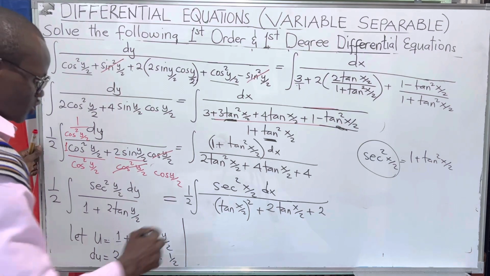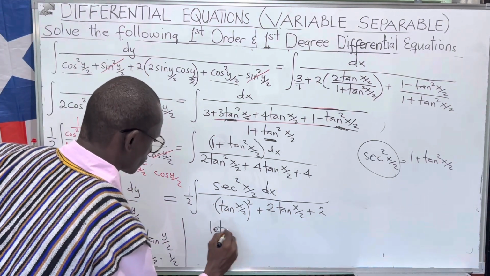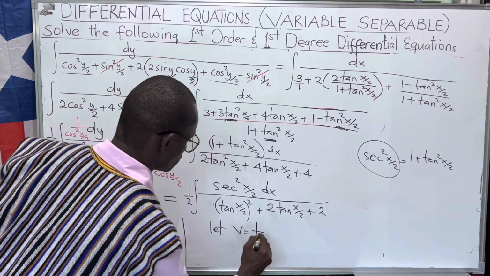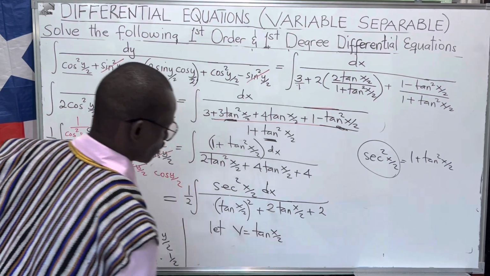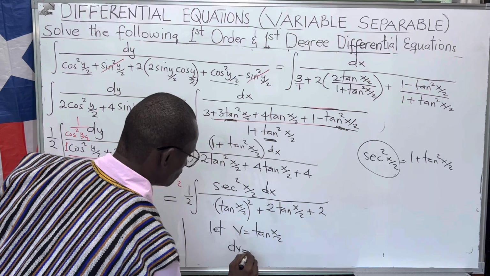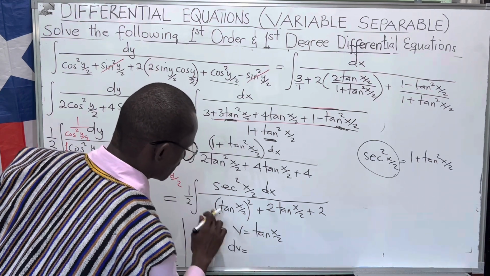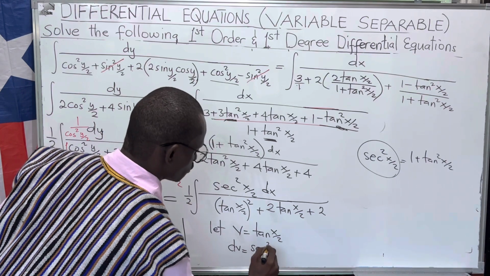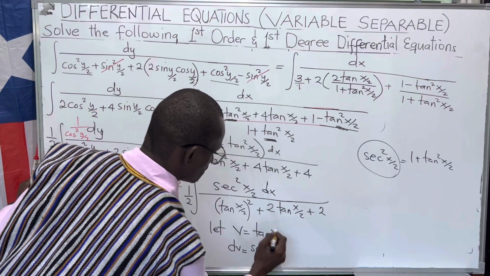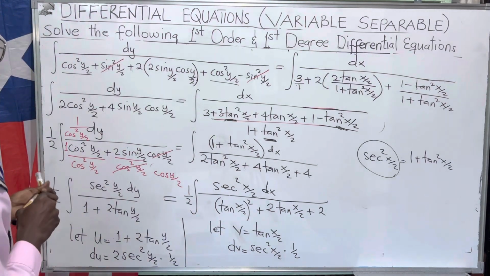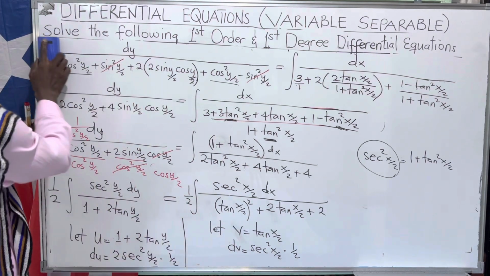Okay, so here we can say let u, or let's use v now. Let v equal tangent of x over 2. So dv will be secant squared x over 2 times the derivative of x over 2, which is just 1 over 2. So let's erase the top portion.